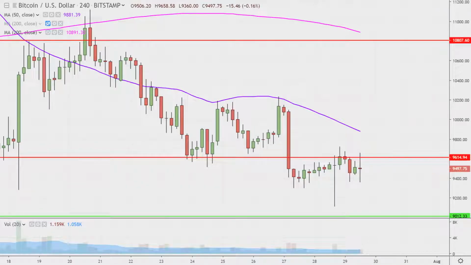Now, if you were answering that the price is down below 9,600, well, then at that point, the next question you would want to immediately ask yourself is, okay, well, where's the price at relative to the green line down there? And that is valued at 9,000.